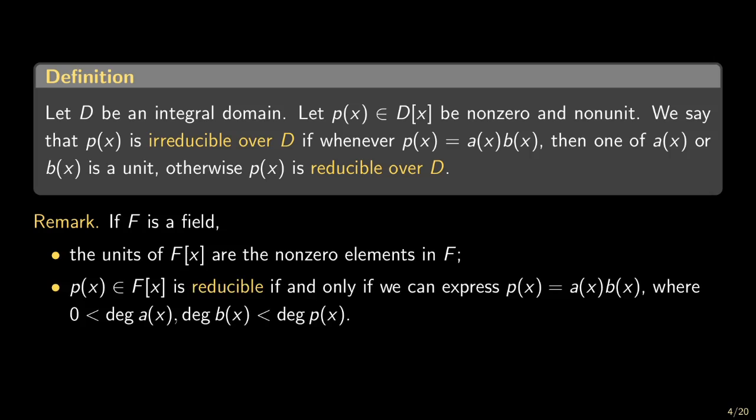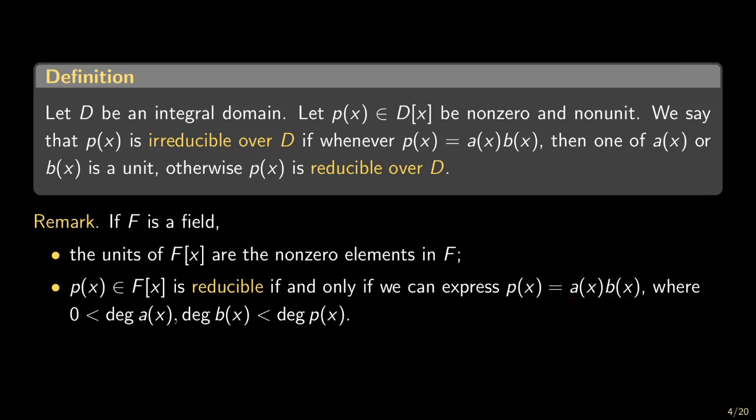Thus, we can say that if p of x is reducible, then we can express p of x as the product a of x times b of x. What can you say about these? They should be non-unit. Can you say that these are polynomials which are not constant, right? So the minimum degree of a of x and b of x should be 1.